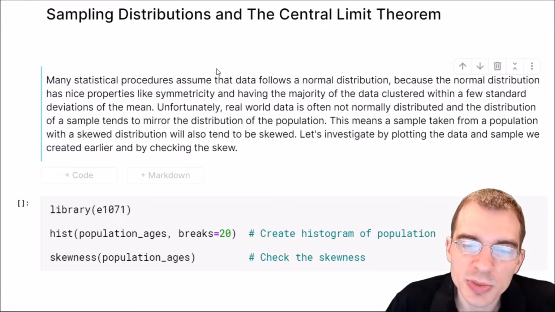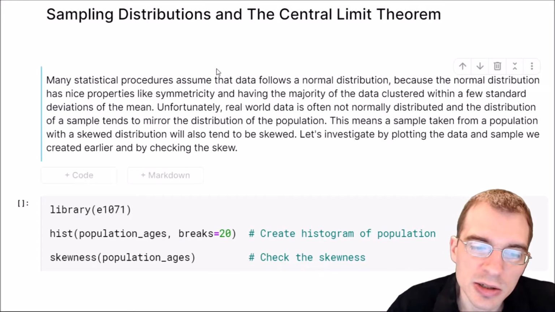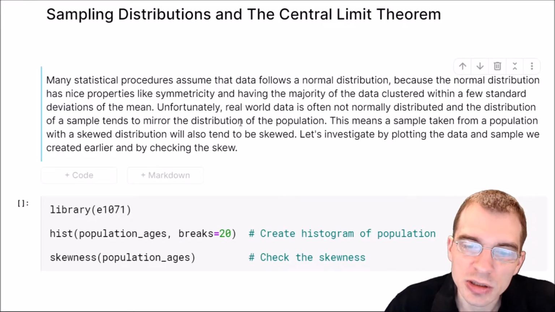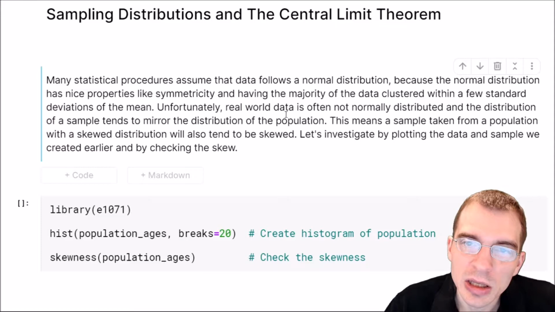Now, many statistical procedures assume that the data you're using follows a normal distribution because the normal distribution has some nice properties, like being symmetric and having the majority of the data clustered within a few standard deviations of the mean. Unfortunately, real data is often not normally distributed, so the distribution of the sample tends to mirror the distribution of the population itself. This means that if we take a sample from a population that's a skewed distribution, the sample itself is also going to tend to be skewed in the same way as the population itself.